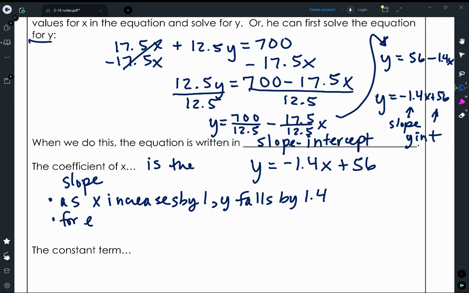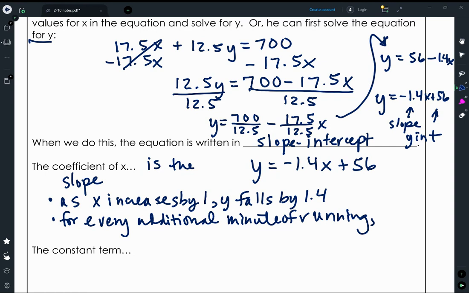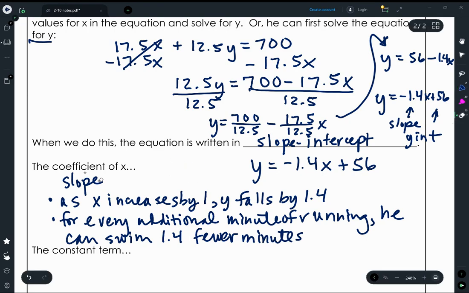For every additional, because x is our minutes of running, the athlete can swim, so he can swim 1.4 fewer minutes. And I think I am going to switch this first one to a bulleted point to match the rest.